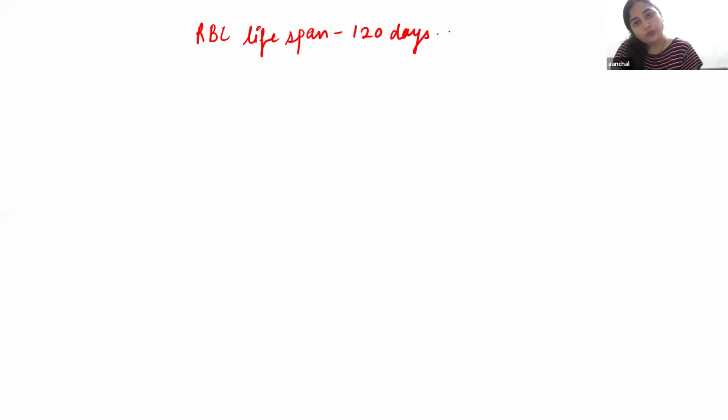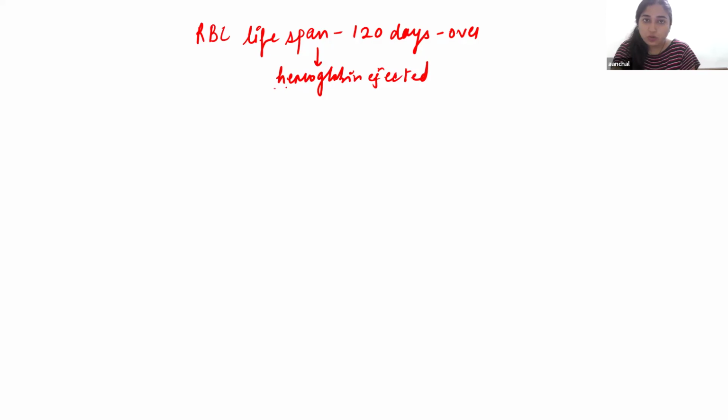So as we have discussed, as the RBC lifespan is over, now the hemoglobin is ejected. Right? Now what will happen to this hemoglobin?